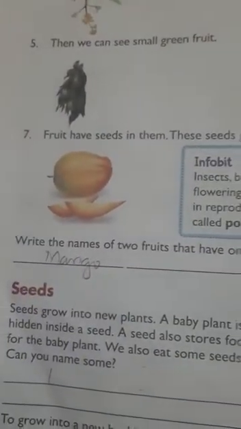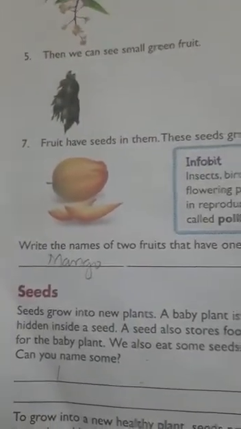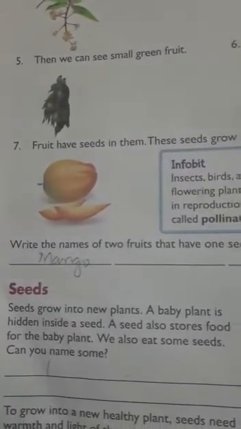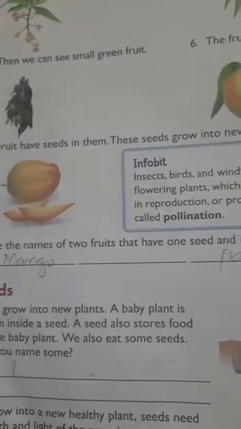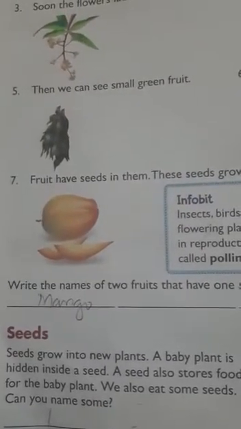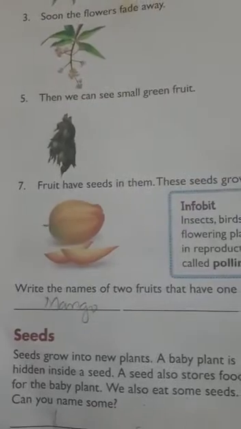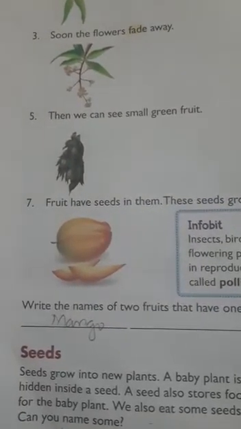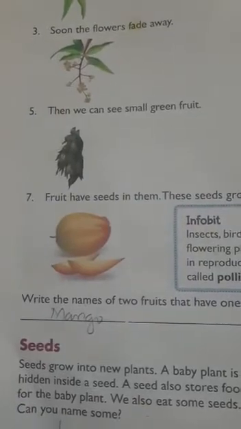Okay, now we will see seeds. Seeds grow into new plants. A baby plant is hidden inside a seed. A seed also stores food for the baby plant. We also eat some seeds. Can you name some seeds? See children, green peas, pulses, etc. These are the seeds which we eat.